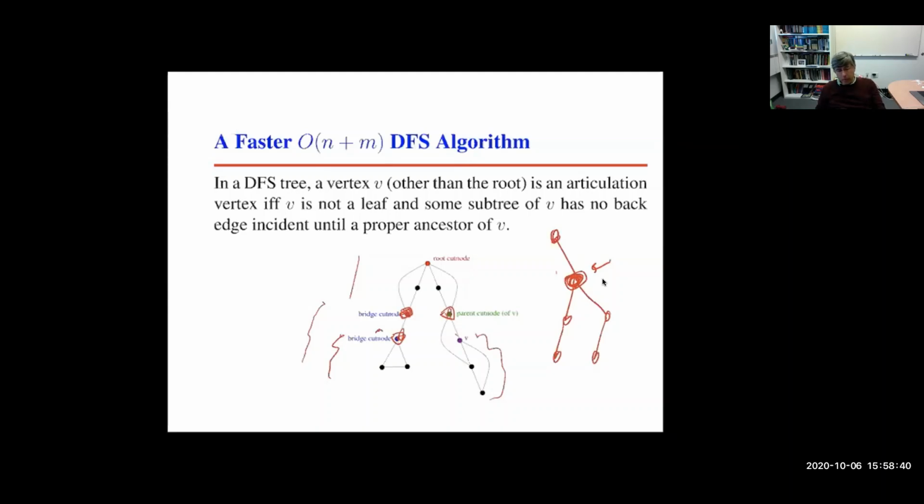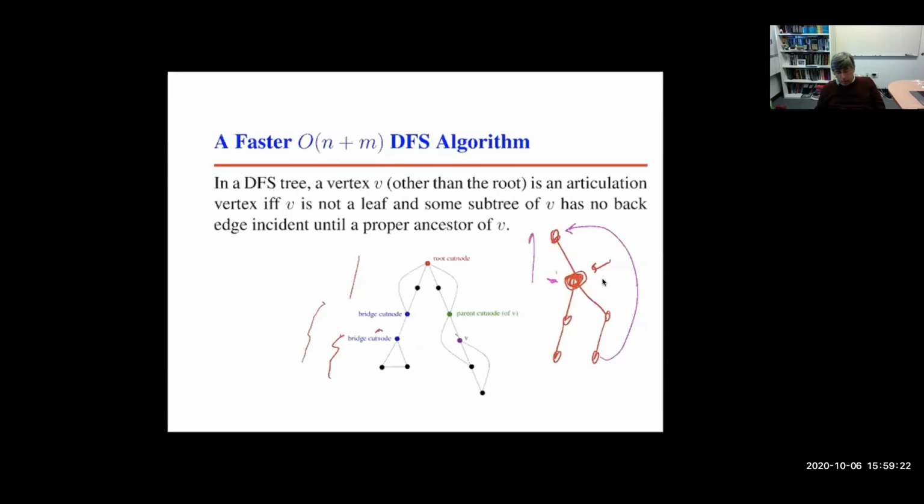Does everybody see that the only way I can save it is with a back edge that jumps above me? The only way I am not an articulation vertex is if I have a descendant of mine who has a back edge to an ancestor bigger than me, older than me, a more proper ancestor. Does everybody kind of get that idea? Look at this one again, just to make sure we're seeing it.